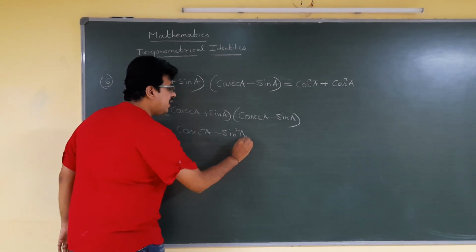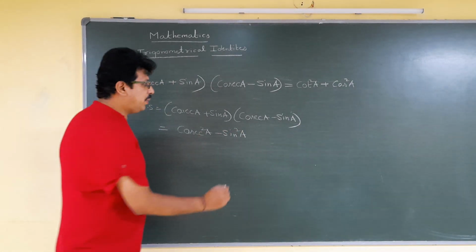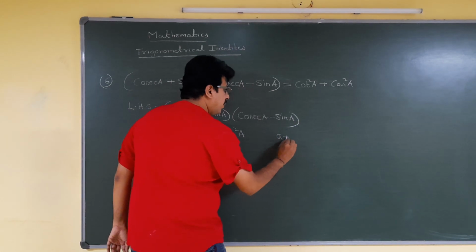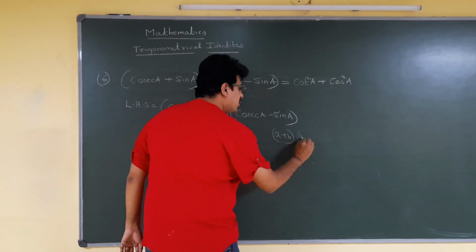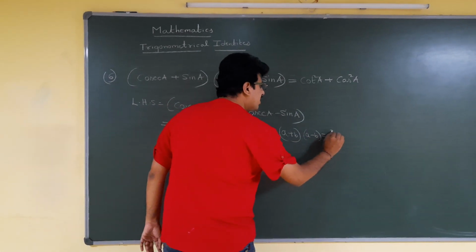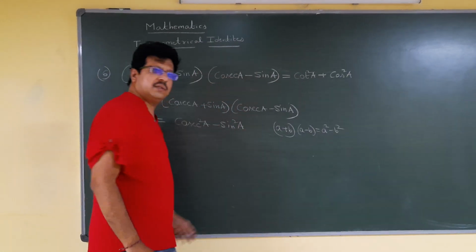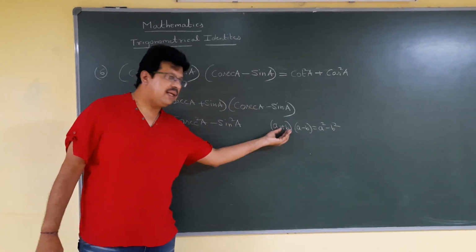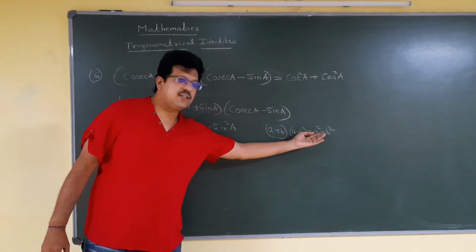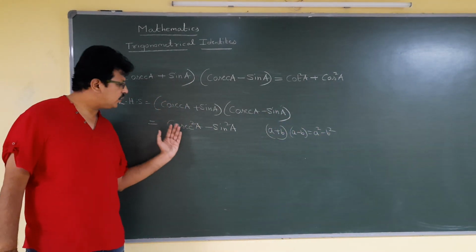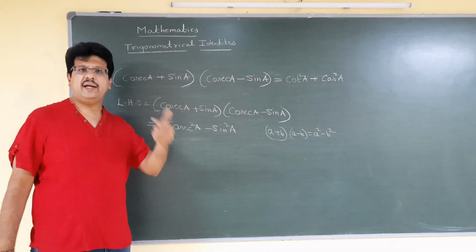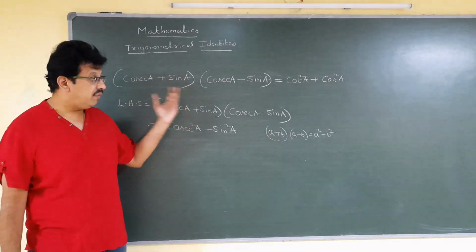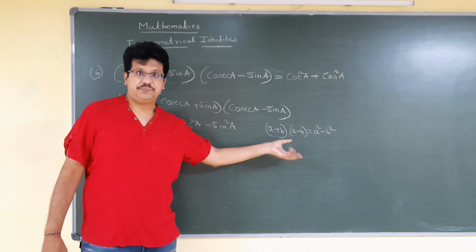We are using the algebraic identity, that we wrote in the previous sum, that is A plus B into A minus B. It is nothing but A square minus B square. We are using this algebraic identity here. Here A is cosec A and B is sin A. So A plus B into A minus B is A square minus B square. So we are directly using cosec square minus sin square. That's the first idea all of you will get, because we know the algebraic identity also.